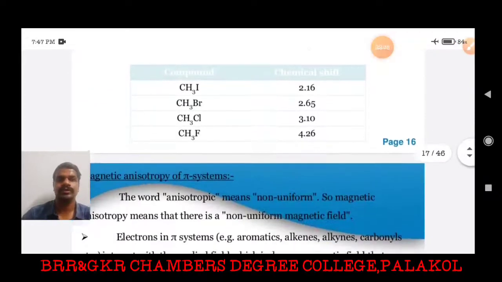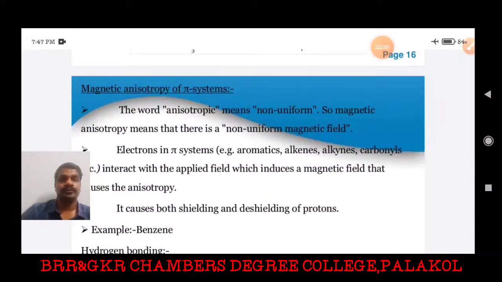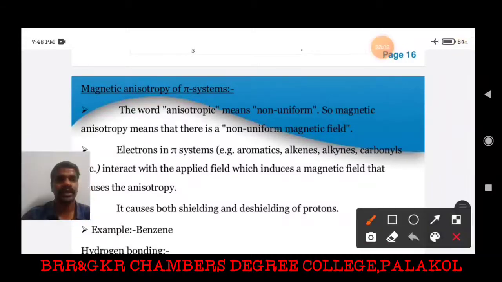And the second factor is magnetic anisotropy. What is meant by anisotropy and what is meant by isotropy? Isotropy means a uniform effect throughout the molecule, and the word anisotropy means non-uniform. So magnetic anisotropy means that there is a non-uniform magnetic field in a molecule. This anisotropic effect is observed in pi electron containing systems, like aromatic compounds, alkenes, alkynes and carbonyl compounds.